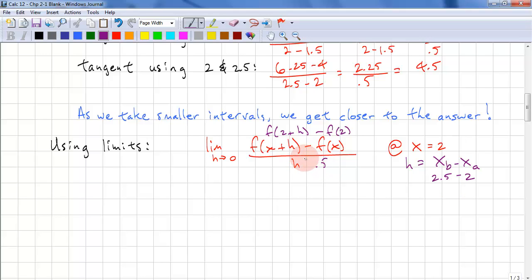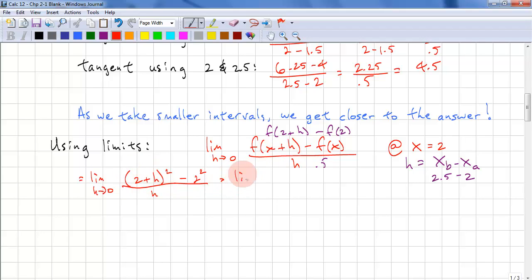In calculus, we like to use a lot of things with just variables and no values. It's a little bit more abstract, but it gives us a little bit more power. So now we have limit h goes to 0 of 2 plus h squared minus 2 squared, all over h. Remember, f of x is x squared, so we substitute the whole thing, 2 plus h, into the squared.